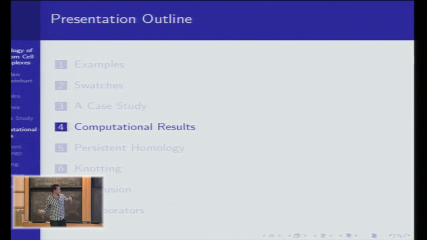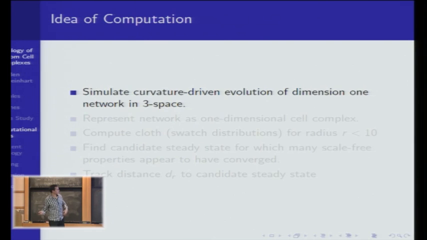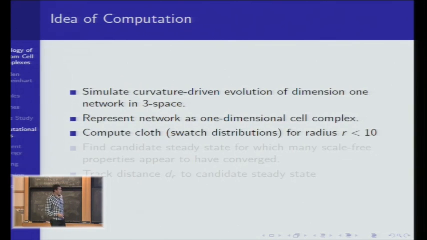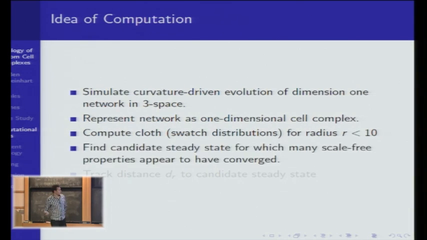OK. So we're going to use the method of swatches to study this. So the first step is to simulate the curvature evolution of an embedded graph in the 3-torus. We're going to represent that as a 1-dimensional cell complex. We compute the probability distribution of local topological configurations for a radius r less than 10. And then what we do is we find a candidate steady state for which many properties appear to have converged. So I just took my largest simulation. I looked at several properties, found one that looked like it had converged. And now I'm going to use this more general, less ad hoc method to test the convergence using the distance d_r.